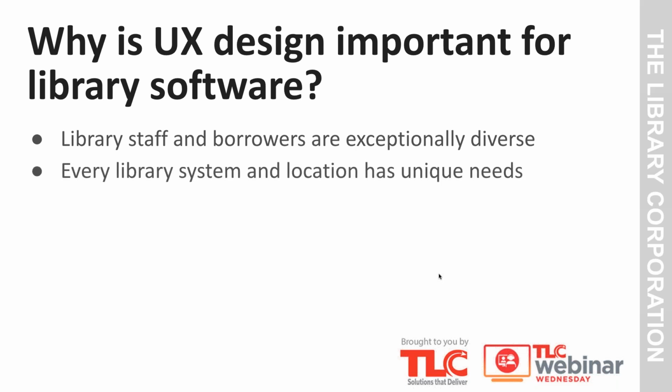Not only that, every library system and every physical location within the system has its own unique needs too. So it's especially important to only display information that's relevant to a specific user at a specific location and in a specific system. Because having your ILS be contextually aware of your specific requirements and preferences allows you to focus on your work and not have to consider irrelevant information that slows you down.